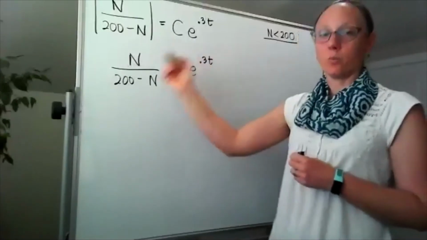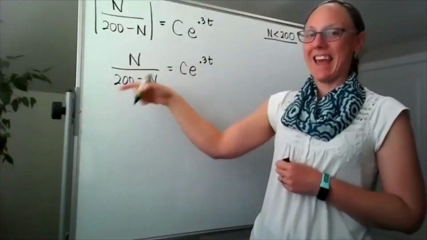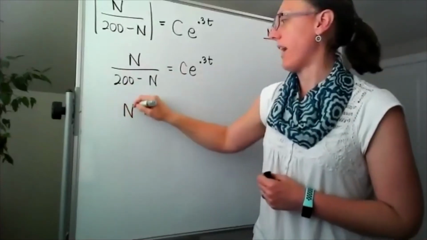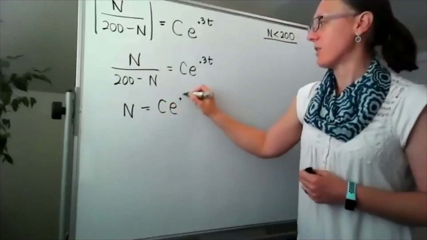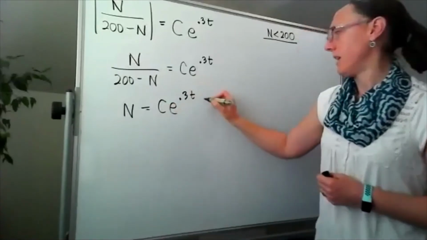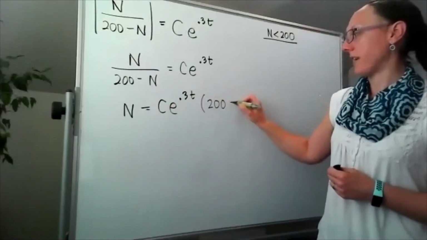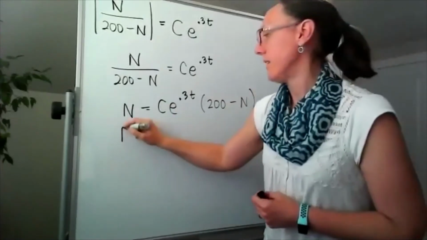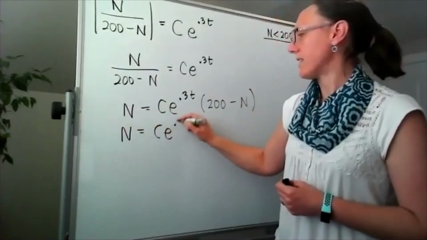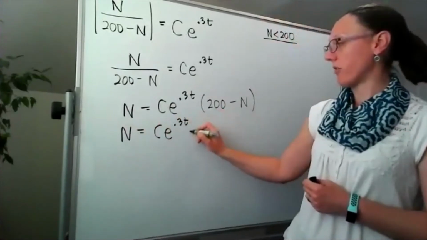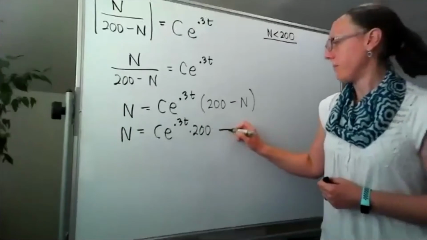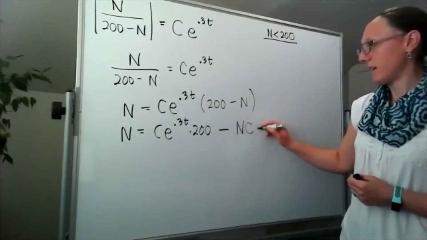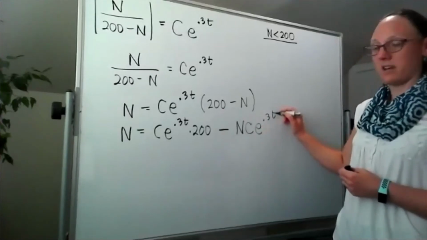And I'm going to rearrange this to make it say n equals. So I'm going to multiply both sides by this term so that I've got n is equal to c e to the 0.3t times 200 minus n, and then distribute this out. So n is equal to c e to the 0.3t times 200 minus n c e to the 0.3t.